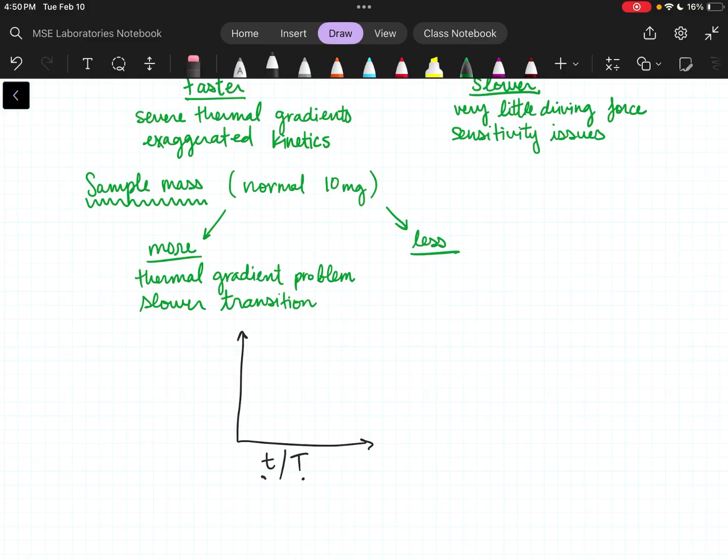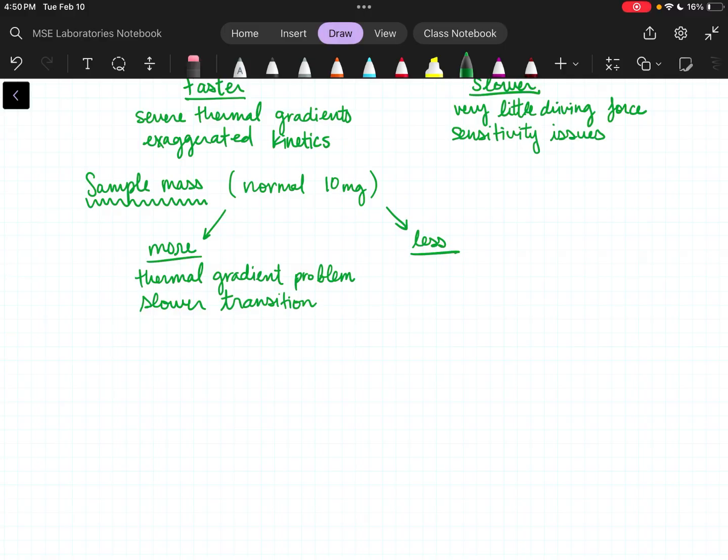Because it's happening slower, time and temperature are linked. So it's going to appear like it's happening at a higher temperature. It's going to start melting up here where it should start melting down here. And because that's happening in time, it appears as though it's also happening with relation to temperature. So that's going to throw off the onset of our graph there.